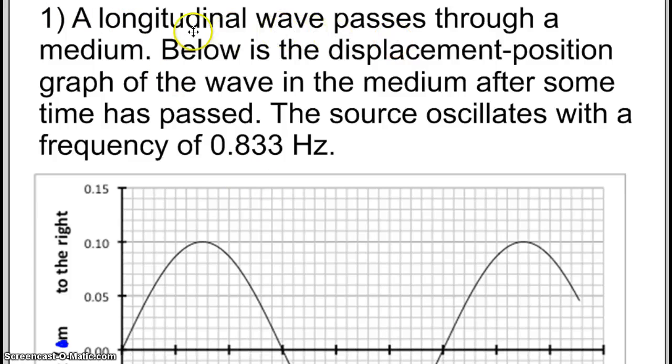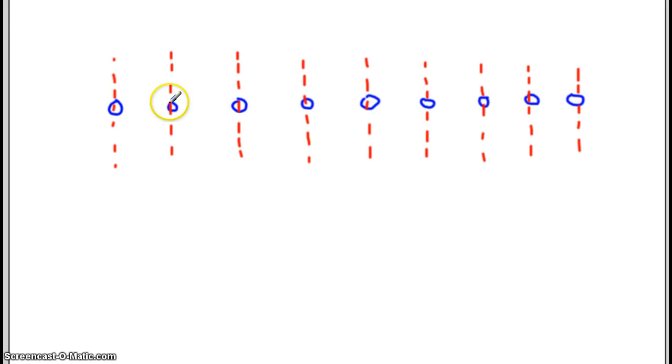A longitudinal wave passes through a medium right there, and then below is the displacement position graph of the wave in the medium after some time has passed. The source oscillates with a frequency of 0.833 hertz. So, right at the very beginning, a longitudinal wave passes through a medium. We want to make sure we understand visually what this is. So take a look.